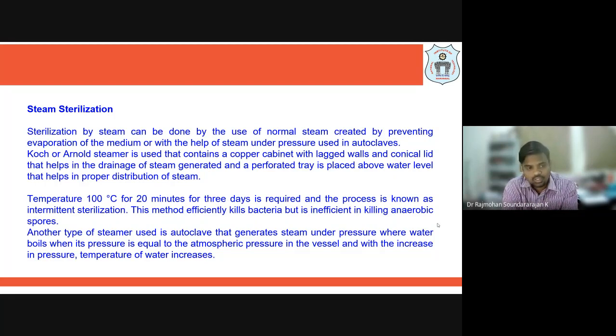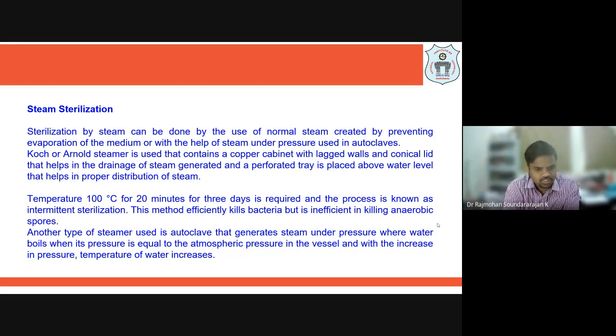in the autoclaves also. Okay, so we usually have a temperature of 100 degrees Celsius for 20 minutes for 3 days required, and the process is known as intermittent sterilization. So this is one of the efficient methods which will kill the bacteria, but it is inefficient in killing the anaerobic spores.